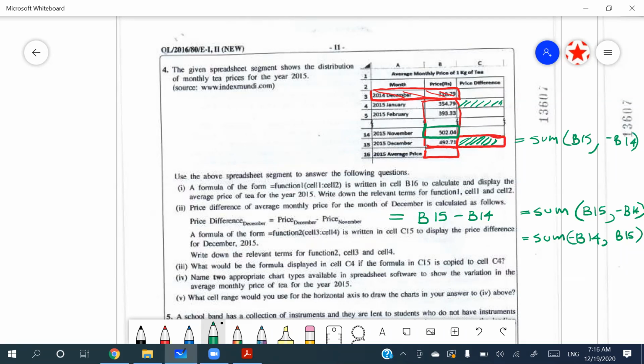B14. So from this cell, you are going upwards on the same column. Going upwards on the same column means your letter is not going to change, but the numbers, of course, are going to change.